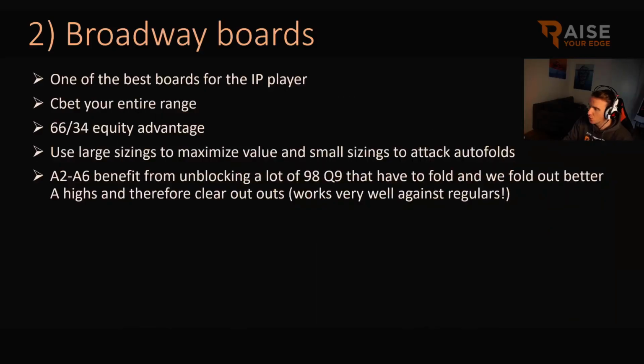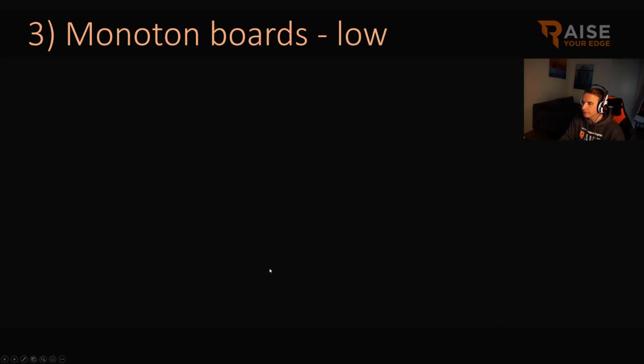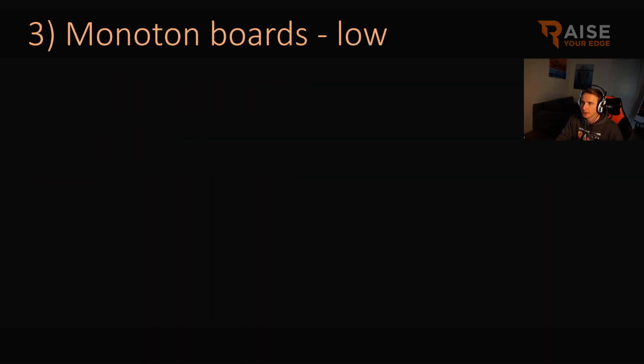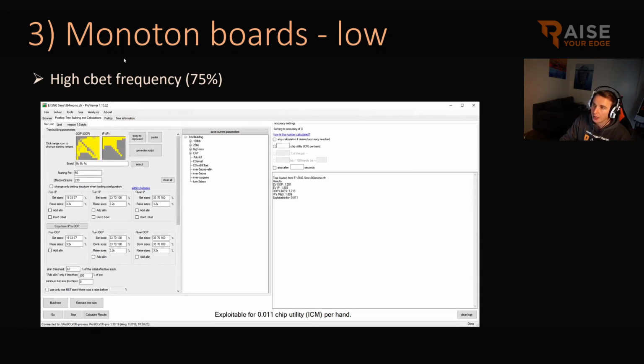So let's look into... Yeah, as a note, versus recs, bet your value hands big and c-bet small with your bluffs. It's a very simple exploit. Let's look into monotone boards. And we start with a monotone low board, 8-6-4. As you can already see, high c-bet frequency, but now we have to consider some checkbacks.